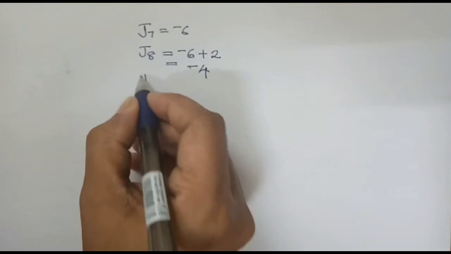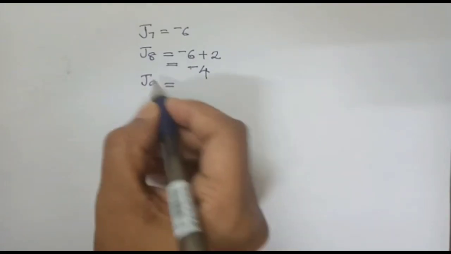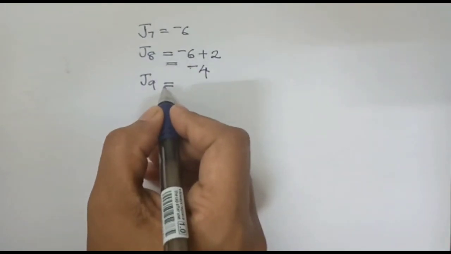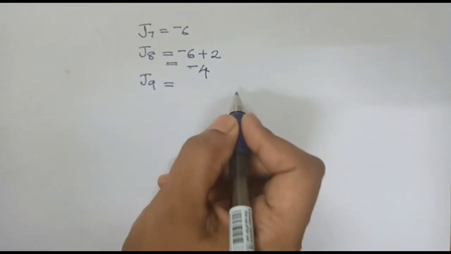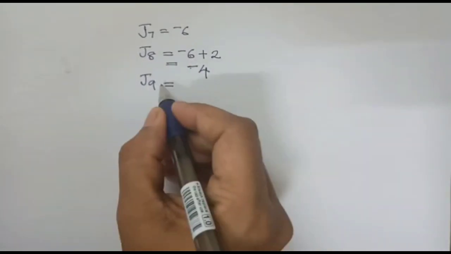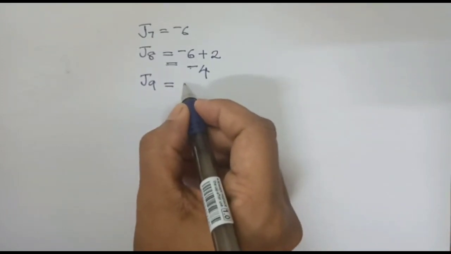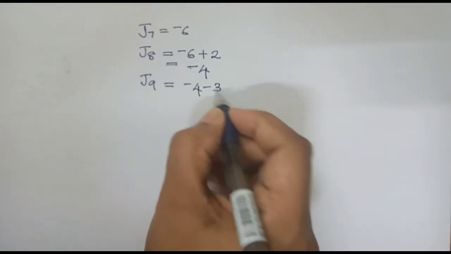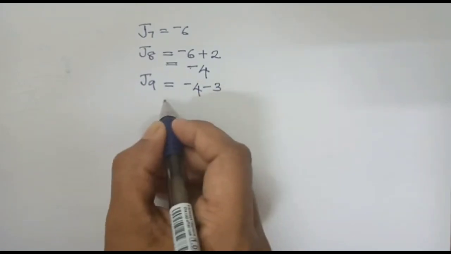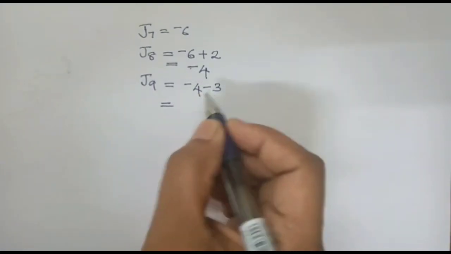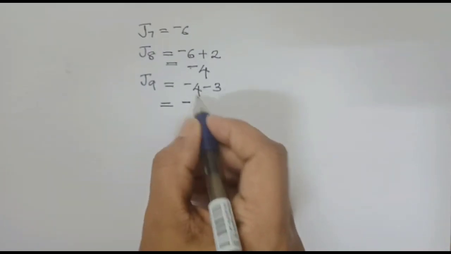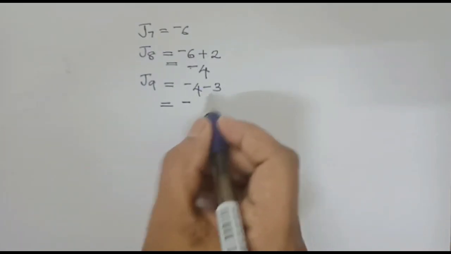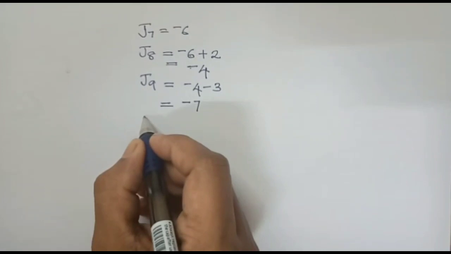Now J9 equal to, we have to continue this till we get -8, which represents the 9th step. Now J9 equal to -4 -3. 3 steps down. -4 -3 equal to, sign negative, we take the sum of 4 and 3. So -7.